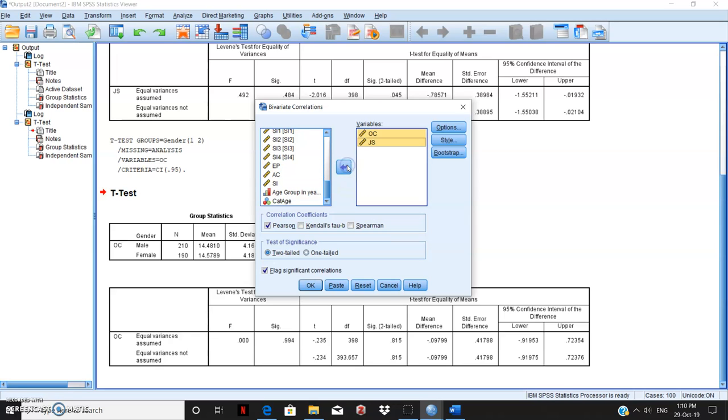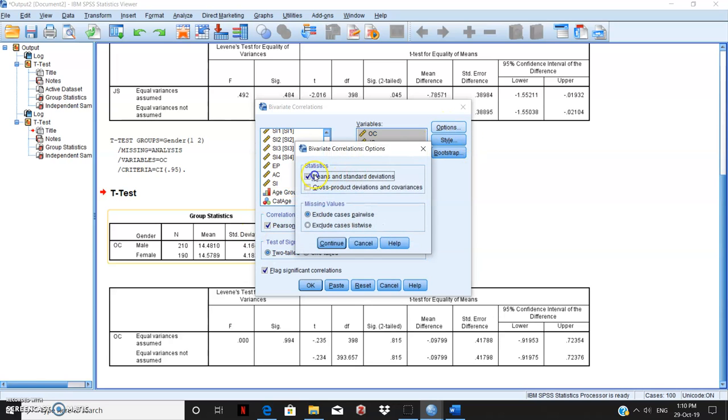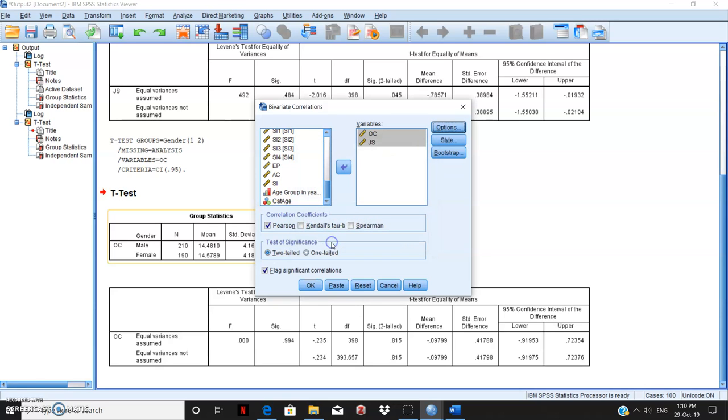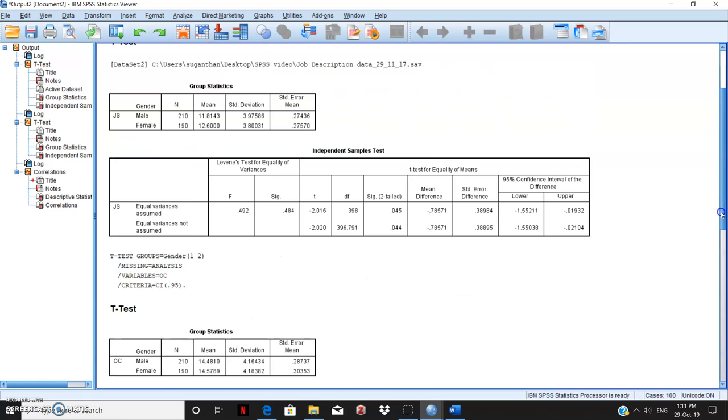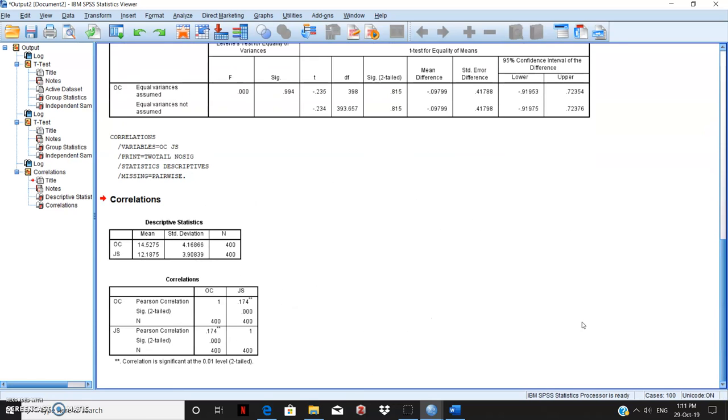So for this only I am going to find out, and I am going to do Pearson's correlation, and in options, if you want, the mean and standard deviation can be exhibited. So I'm going to OK it. What happens now, you see. This is the correlation. This is the correlation value. You will find that diagonally the values will always be 1 because it is between organizational commitment and organizational commitment. Then you look at the values which are below the diagonal. This is between organizational commitment and job satisfaction.